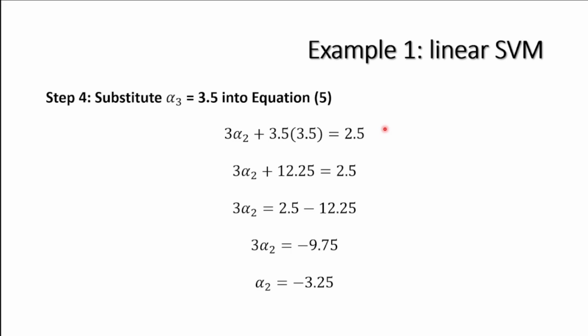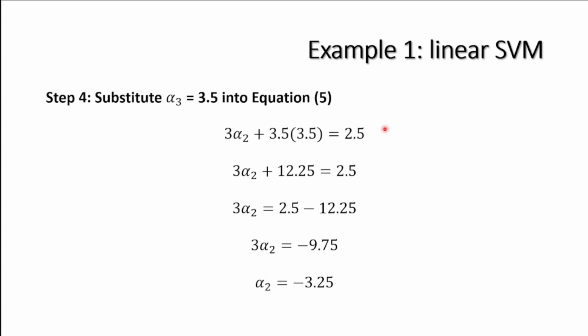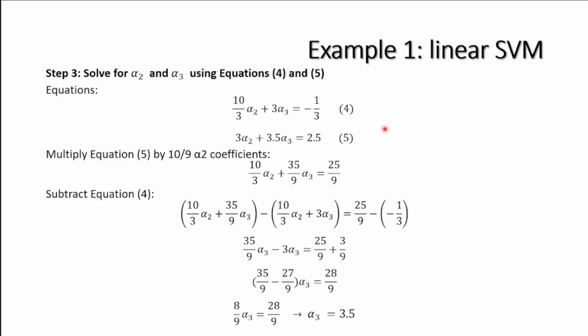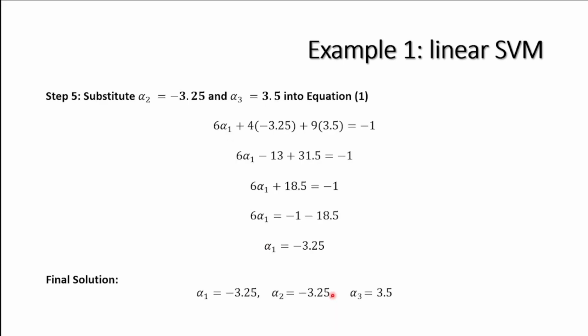Immediately after, we have alpha 3 in hand, so we can find alpha 2. We use equation number 5 here because we have 3.5 as alpha 3. So in order to find alpha 2, we can use this equation. Now we put the numbers in here, so basically we have 12.25. At the end of the day, alpha 2 is minus 3.25.